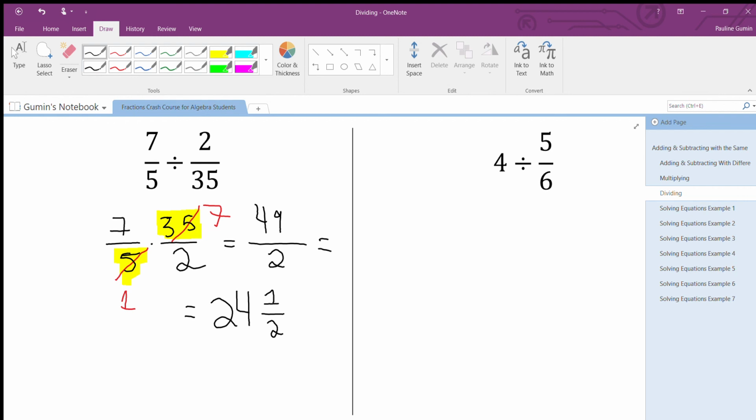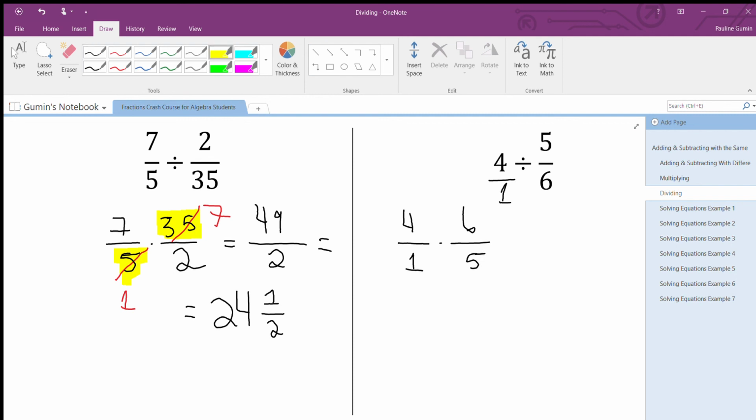Okay. This next problem, the one on the right-hand side, has a whole number. And recall that just recently, in the multiplication part, I rewrote 5 as 5 over 1. I can do that with any whole number, and so can you. So I rewrote 4 as 4 over 1. Let's begin the division process. Rewrite first fraction, write multiplication, flip second fraction.